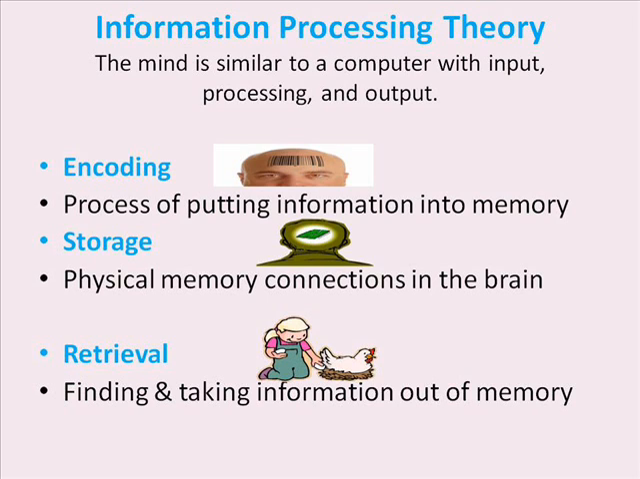Once the information has been put in, it has to be stored. The storage is the physical memory connections inside your brain, different types of memory being stored in different areas of the brain. The third part is retrieval. Retrieval, of course, is being able to get information back out of your memory, finding it in storage and being able to pull it up and utilize it.